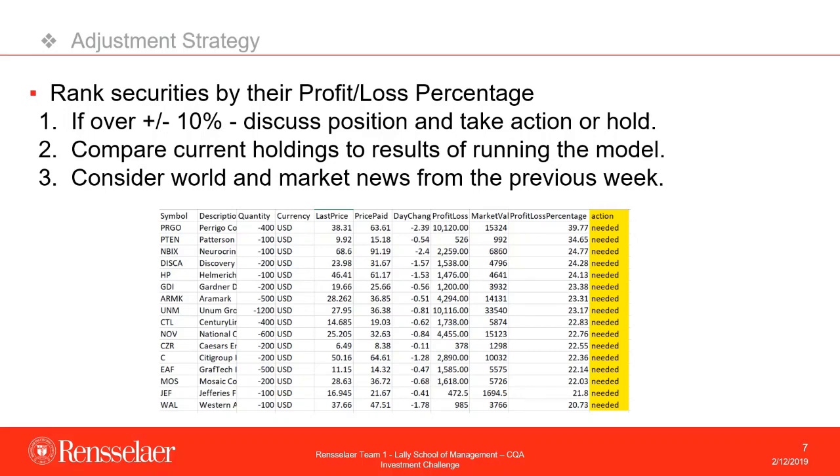This is the data we pulled out every time we did the adjustment from the CQA Challenge platform. First of all, we ranked the profit and loss percentage for all the positions and tagged them with action needed. As you can see from the slides, we then put our attention to the stocks that are over 10% either up or down. The next step is comparing the positions of the tagged stocks to the weights we got from the model results. For the stock which has consistent weights from both places, we leave it. For the stock which doesn't have the same weight from the model, we would do further research to decide where it would go.